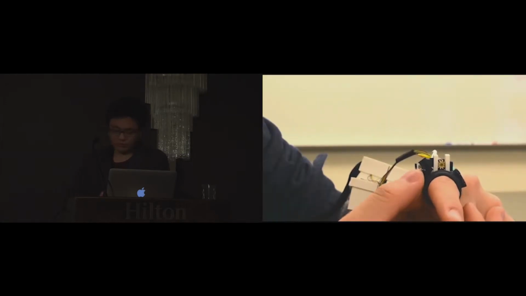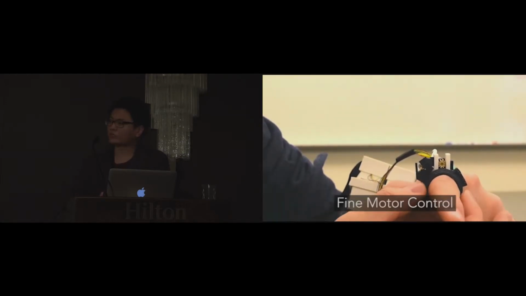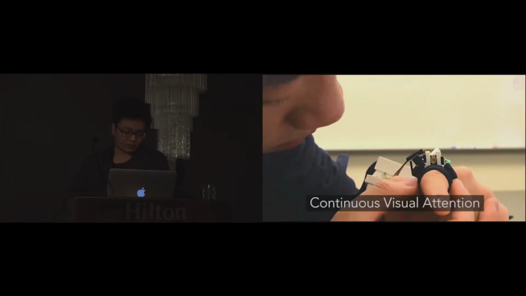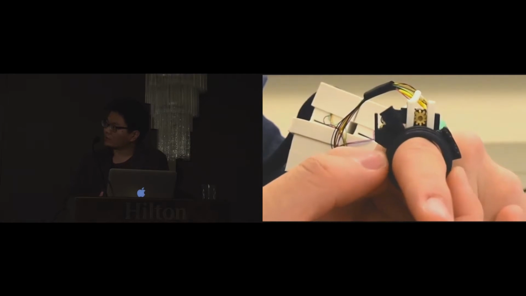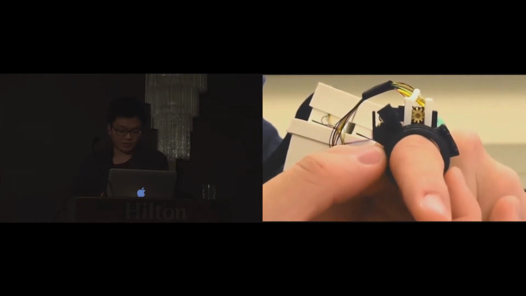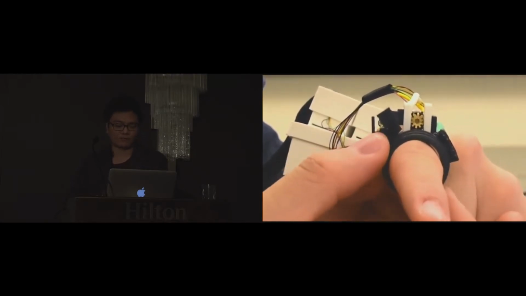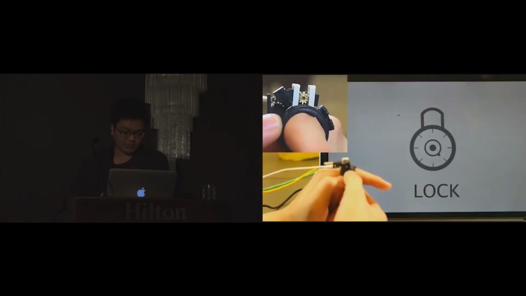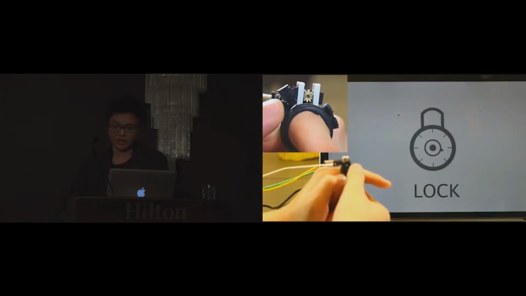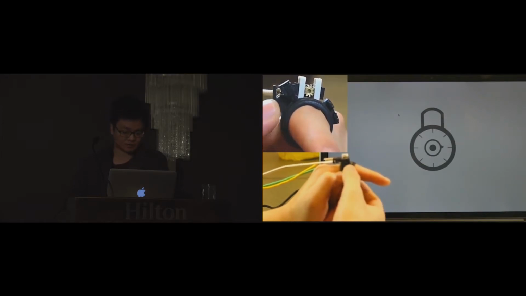Providing the rotational input usually requires fine motor control or the user's continuous visual attention. To mitigate this, we can provide haptic landmarks by using the bump feedback. In this lock application, the users can unlock the device by providing a series of alternating rotations.